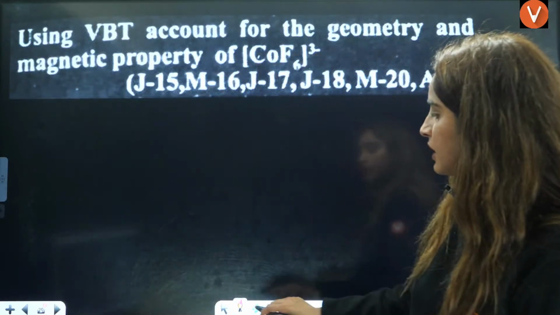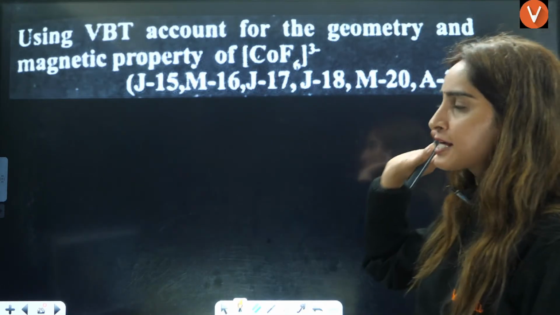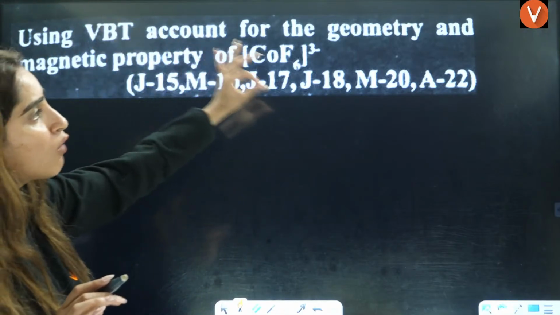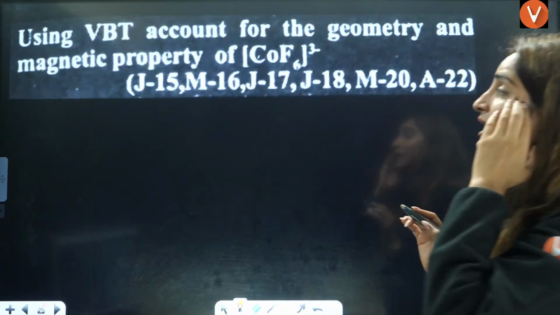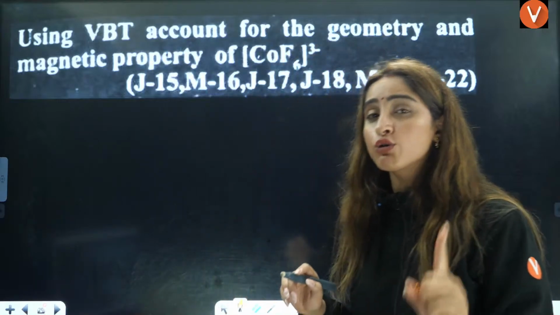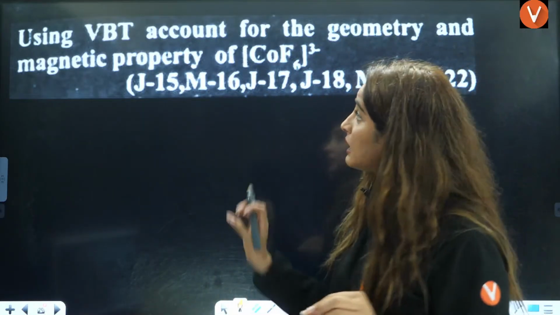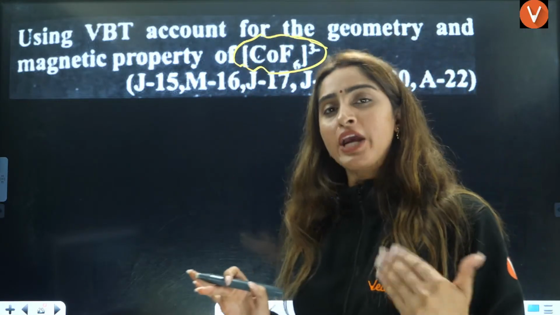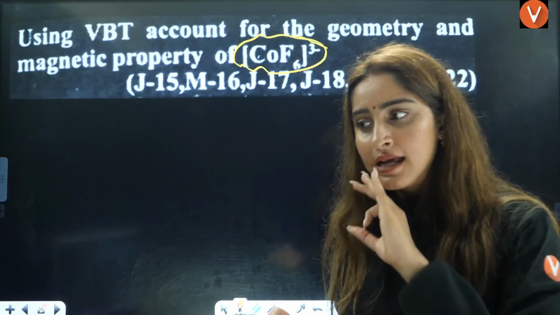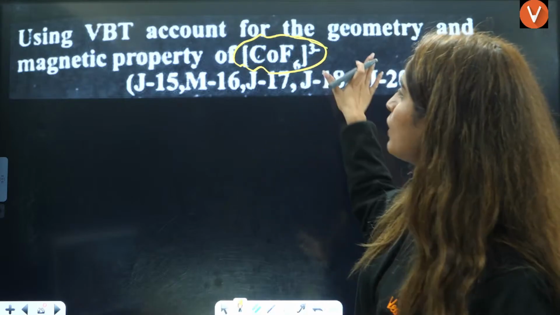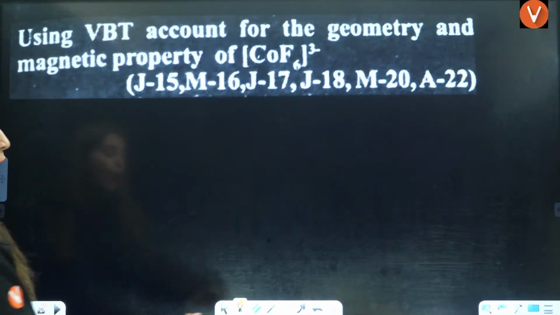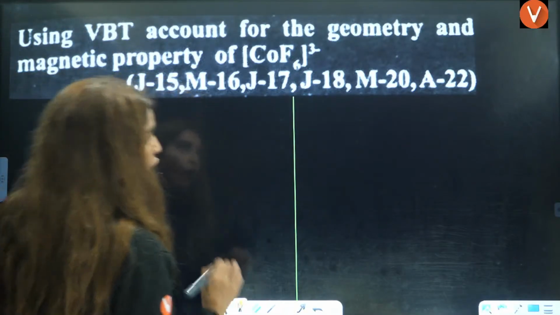Okay. Next question. So many times this has been asked based on VBT, right? Using VBT, account for the geometry and the magnetic property of COF6 3 negative. Here, beta, I am giving you just one example of VBT. The compound can be changed in your exam, but the steps are going to remain the same, right? Okay, now let us see. Firstly, tell me fluorine is a weak field ligand or a strong field ligand. I want to see that in the comment section.